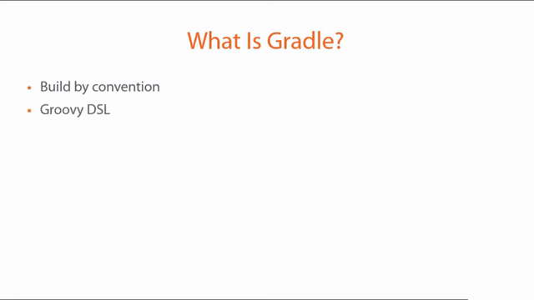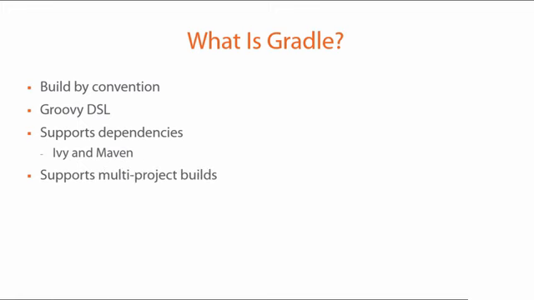Gradle is written in Java, but the build language is a DSL, a domain-specific language that's written in Groovy. And this language makes it very easy to configure our builds. So we're not writing in XML, we're writing in a language that's specific to our build. It supports dependencies. So just like Maven supports dependencies, Gradle also supports dependencies. And it supports both Ivy and Maven dependencies.